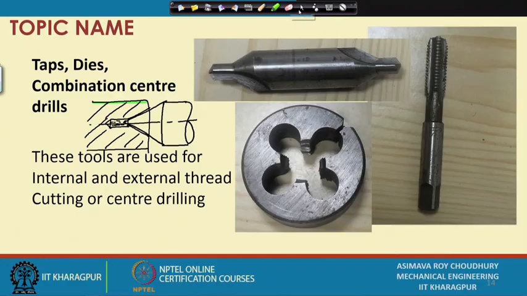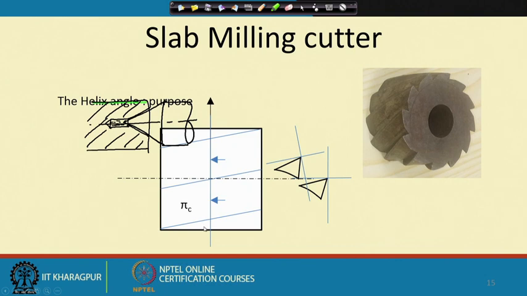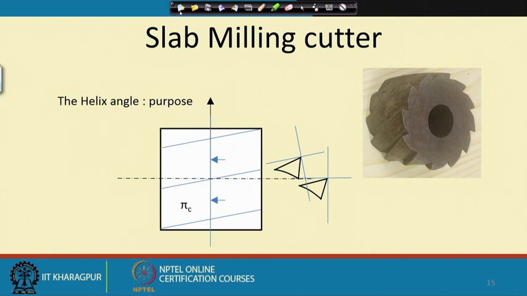So, next, since time is short for this one, let me finish whatever is to be covered. We have a milling tool now. So, this is a milling cutter. This is called a slab milling cutter, and as you can notice, the cutting teeth are helical.